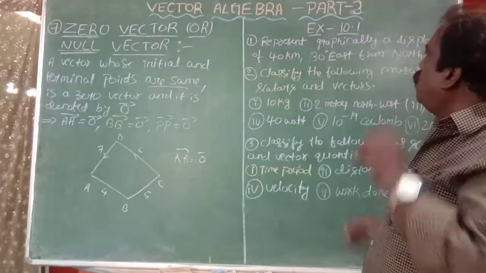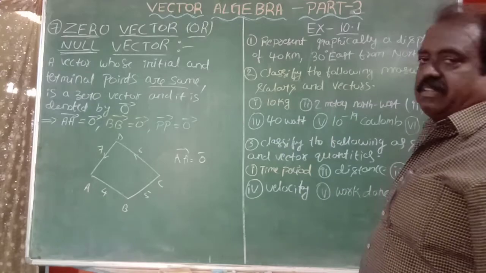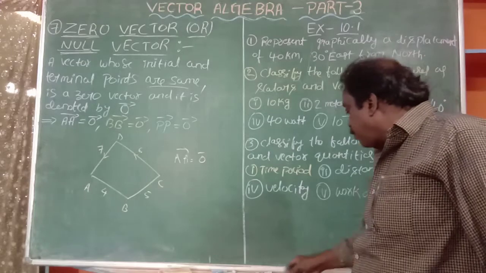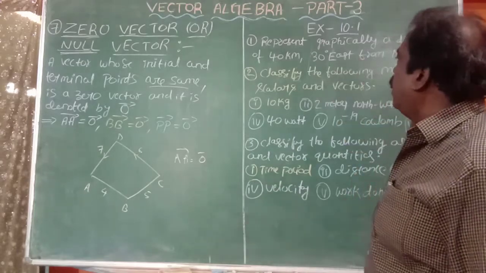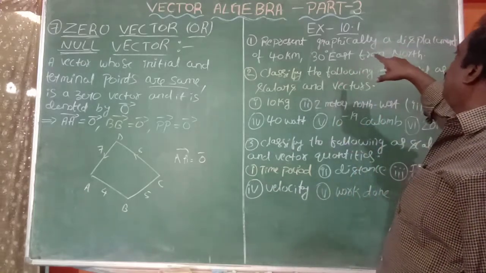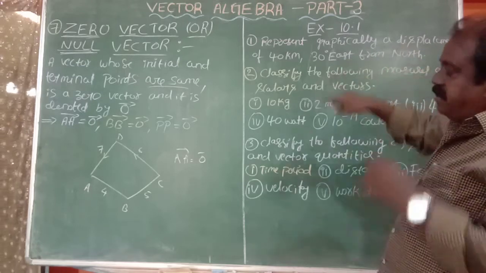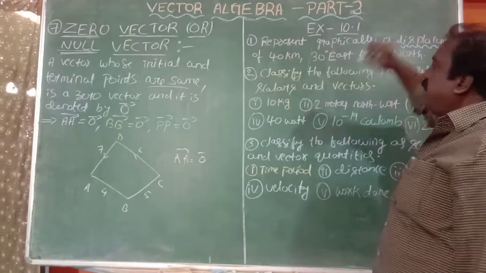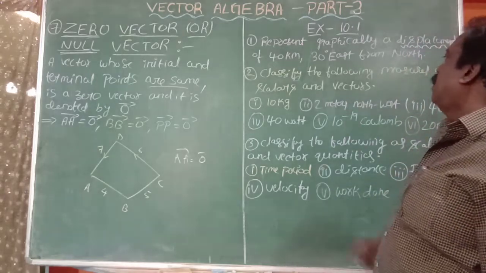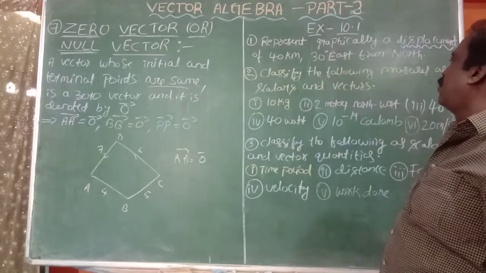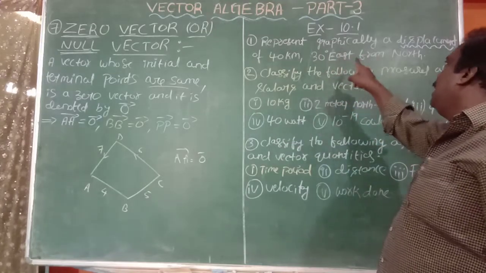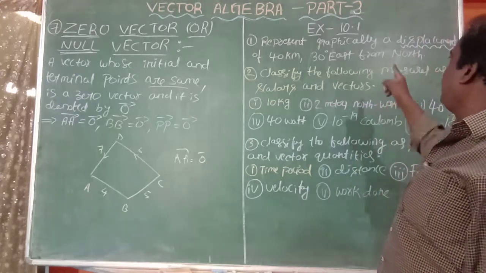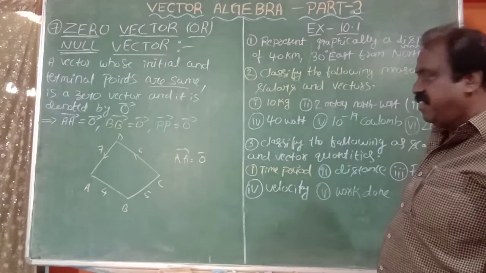Now, we are going to solve the exercise 10.1. Observe. The first one. Represent graphically the displacement, displacement is a vector, of 40 kilometers, 30 degrees east of north. East from north is given. Okay, now I will tell clearly.